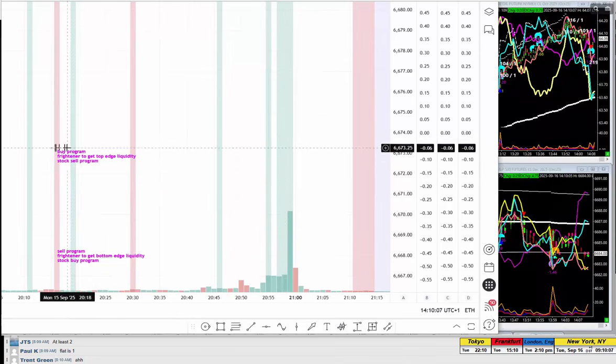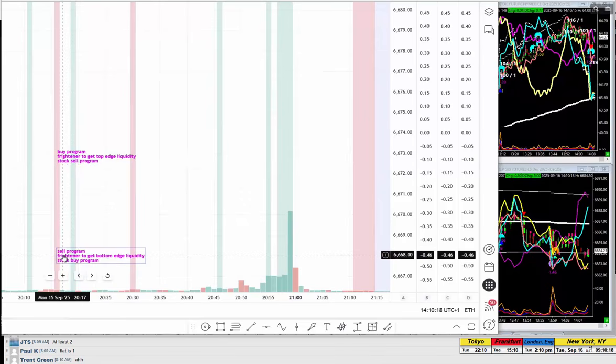It can be a futures buy program. It can be a frightener, which is a liquidity grab. And it can be a stock sell program. On the other side of it, we can have a sell futures program. It can be a frightener to get bottom edge liquidity. And it can also be a stock buy program.